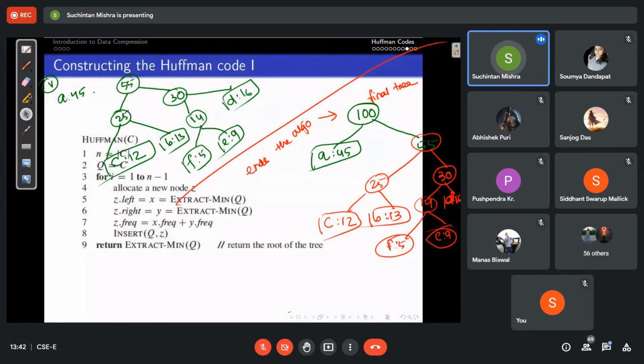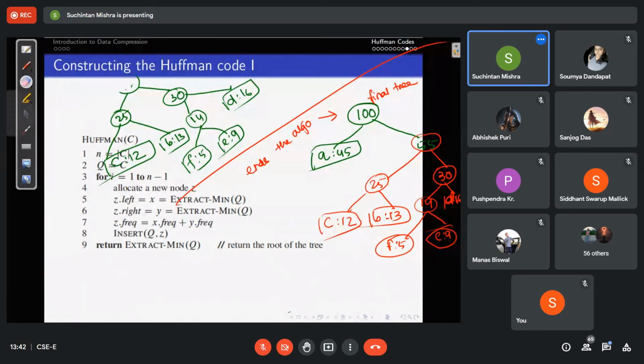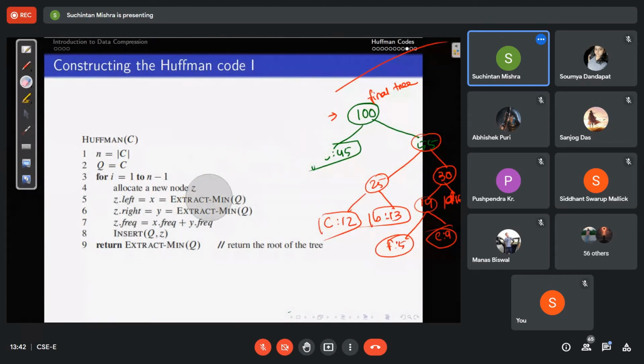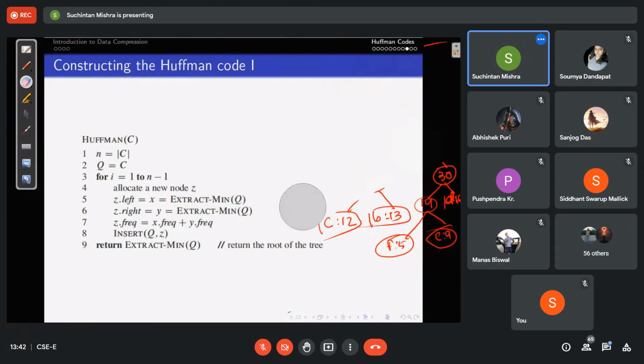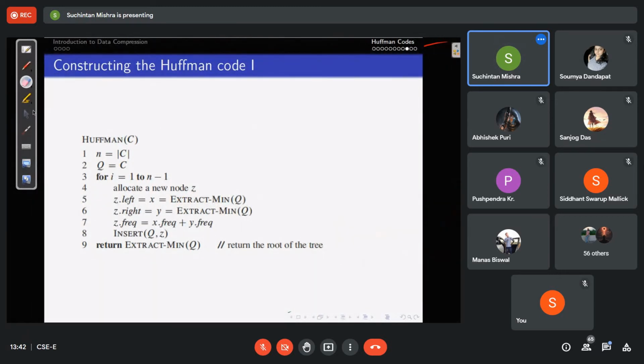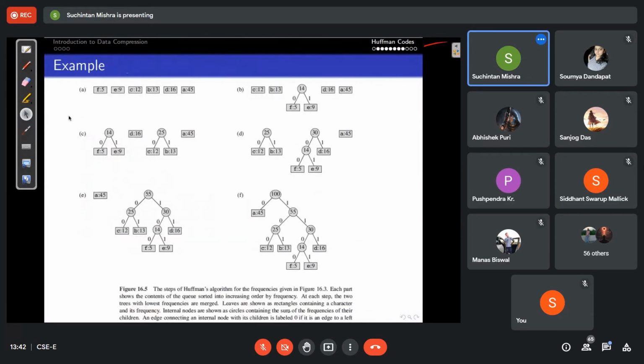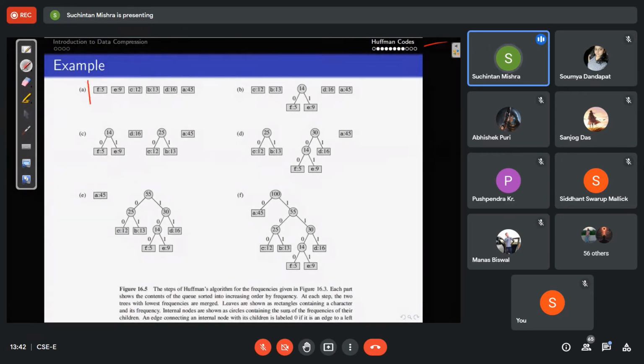Anyone who could not understand? Start from this step and come up with the tree. Yes, jaldi karo. Start from this step and come up with the tree.